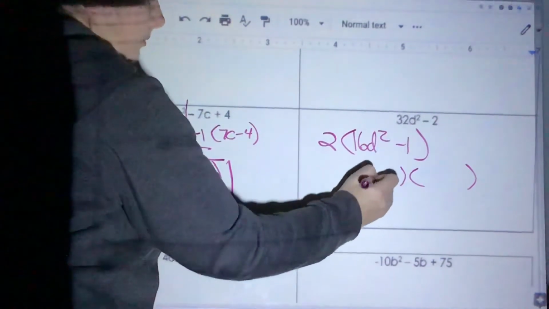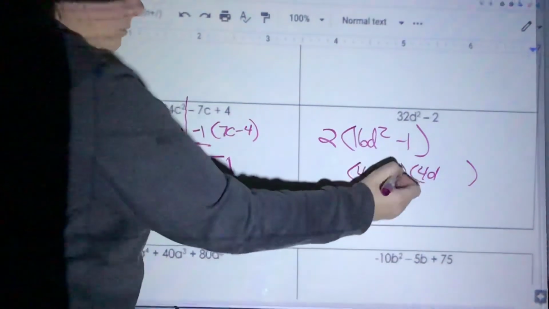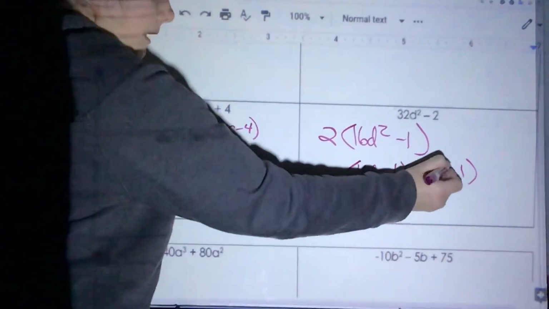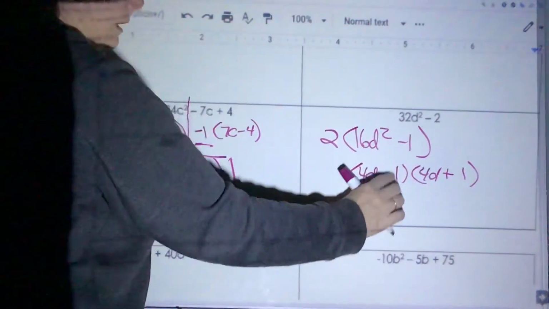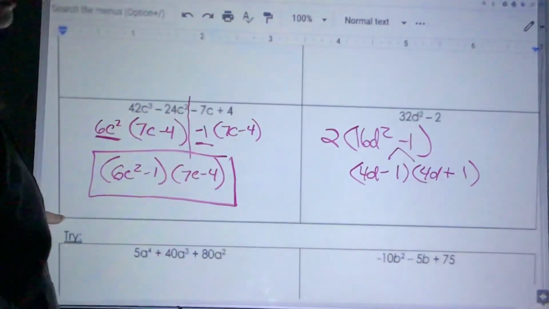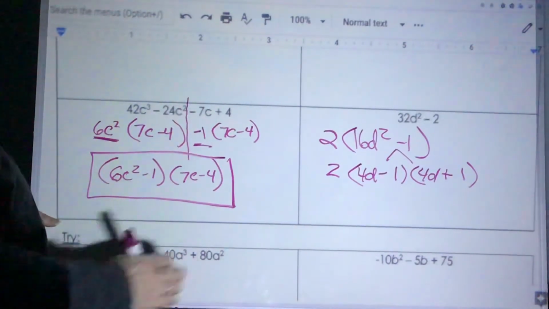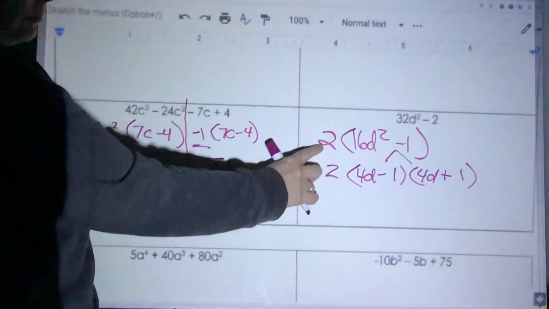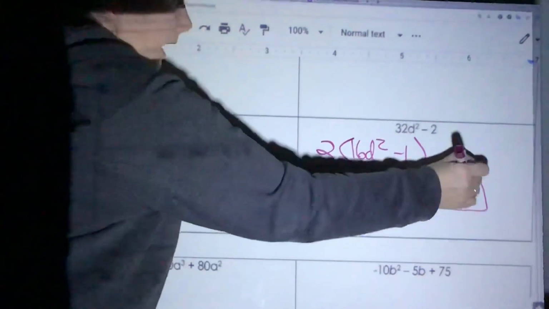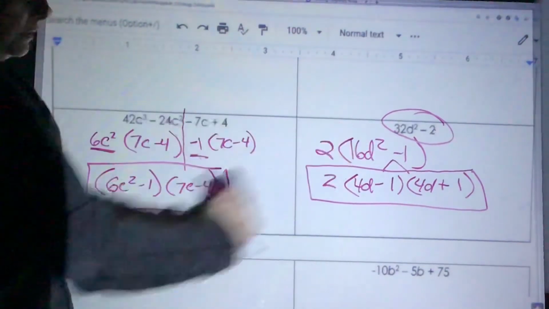And I'm going to unsquare it to get 4d. 1 is a square term, so I'm going to have the square root of 1, which is 1. And then I'm going to have a plus and a minus. A difference of 2 squares becomes 2 parentheses, one with the minus and one with the plus. In math, we call those conjugates. And I'm going to have 2 as my outside because that was the GCF I took out at the very beginning. If I multiply all of this together, I will get back to this. So this is factored form for this binomial.